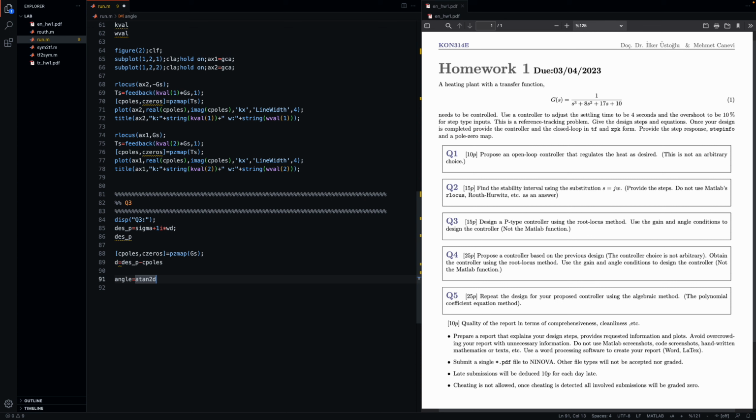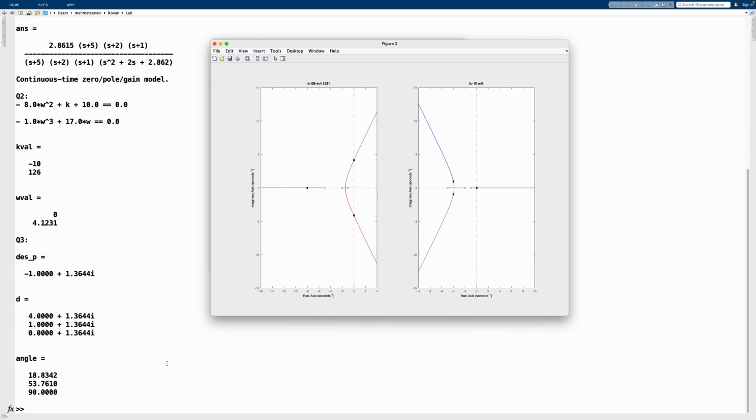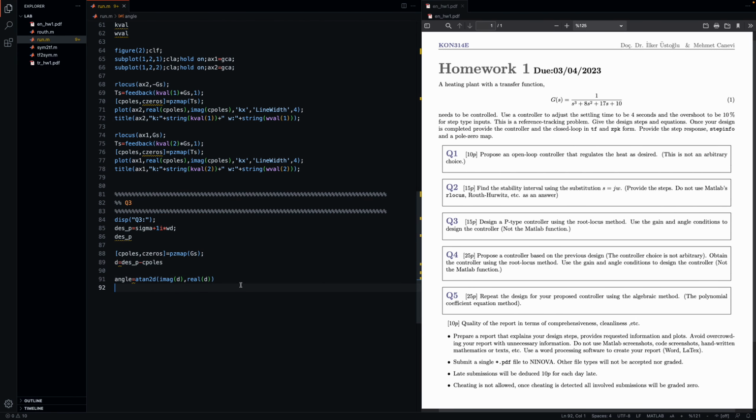We would like to have a four-quadrant atan function, which is atan2, where instead of providing the ratio, you provide the imaginary part and then the real part of the vectors, so that it looks up the signs and does the job behind the scenes. So yeah, atan2 is quite nice to do. And d stands for degrees, so it will return the values in degrees. We can just do this, and if we run it, we see the angles 18.83, 53.76, and 90 degrees. So that's kind of where we are.